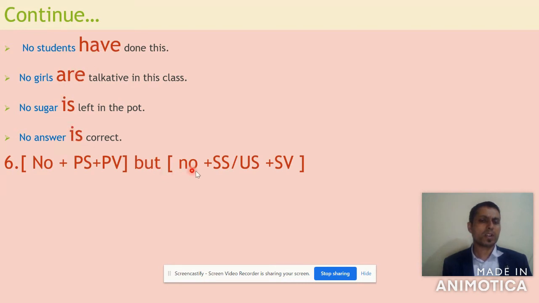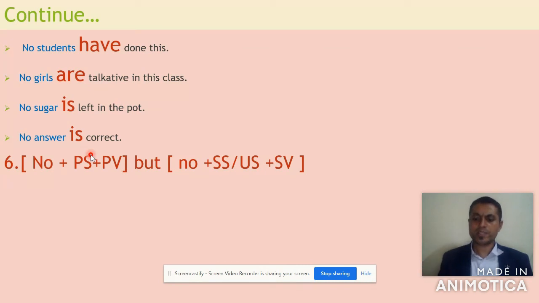But no plus singular subject or uncountable subject, this is a singular subject, this is no plus uncountable subject, they agree with a singular verb. Remember: no plus uncountable subject plus singular verb, no plus singular subject plus singular verb. Then no plus plural subject plus plural verb, here no girls. It's very simple as well, so just note down the example sentences and their structure.